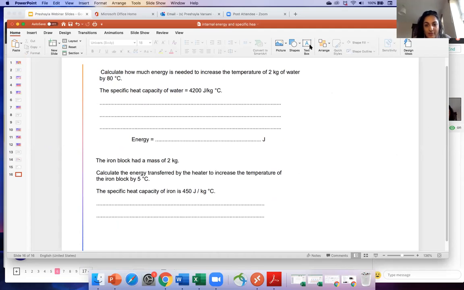So I will quickly remind you of the equation, which is E equals m times c times the change in temperature. So have a go by yourselves using your calculators, or you may be able to do it by hand. What do you think the energy needed is to increase the temperature by 80 degrees of 2 kilograms of water, which has the specific heat capacity of 4,200? What is the energy needed? Let's see. Put your answers in the chat.